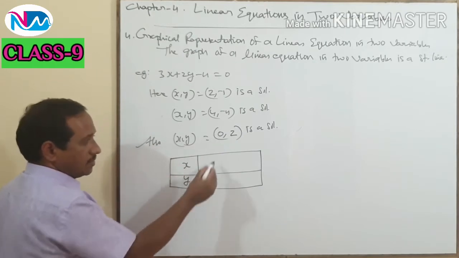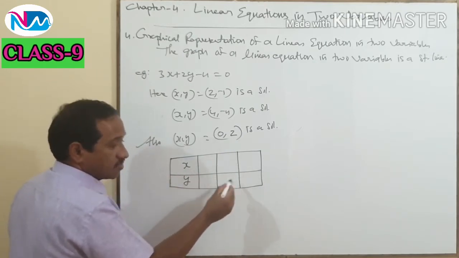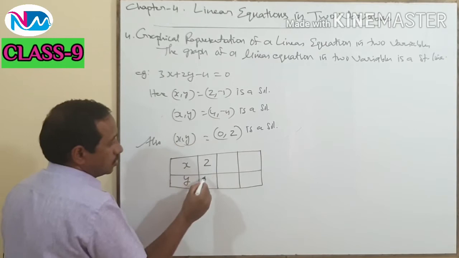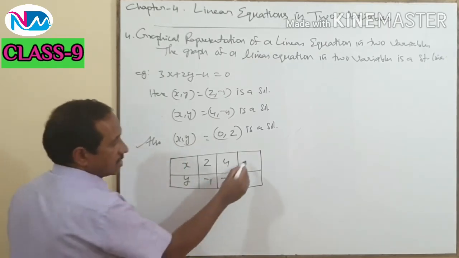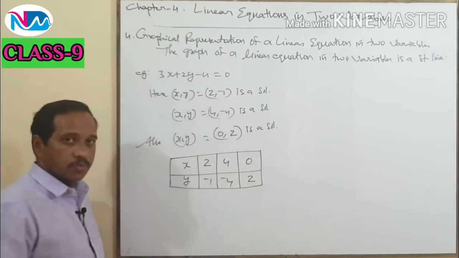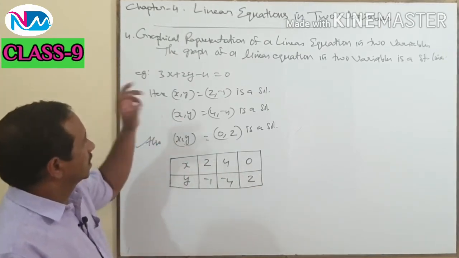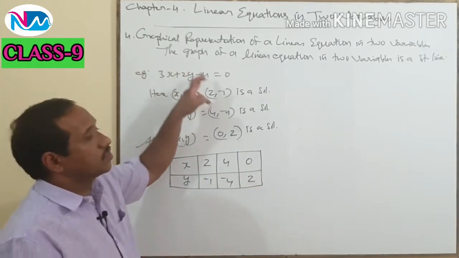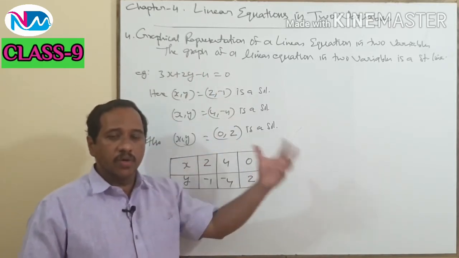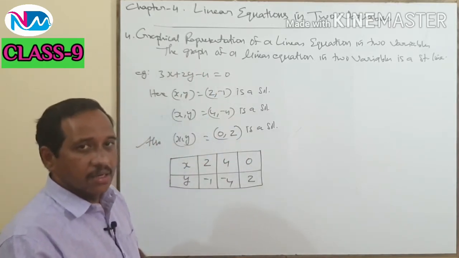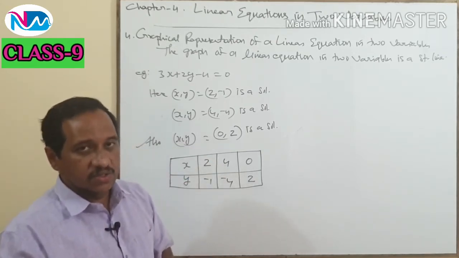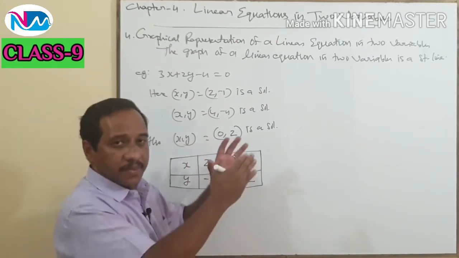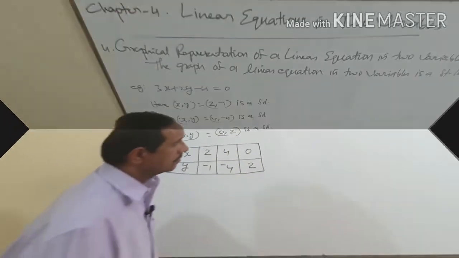x, y. We have three solutions: first (2, -1), second (4, -4), third (0, 2). Here we have three solutions of the equation 3x + 2y - 4 = 0, which we are going to plot in a Cartesian plane by considering them as x coordinates and y coordinates. So next is to prepare the graph paper.